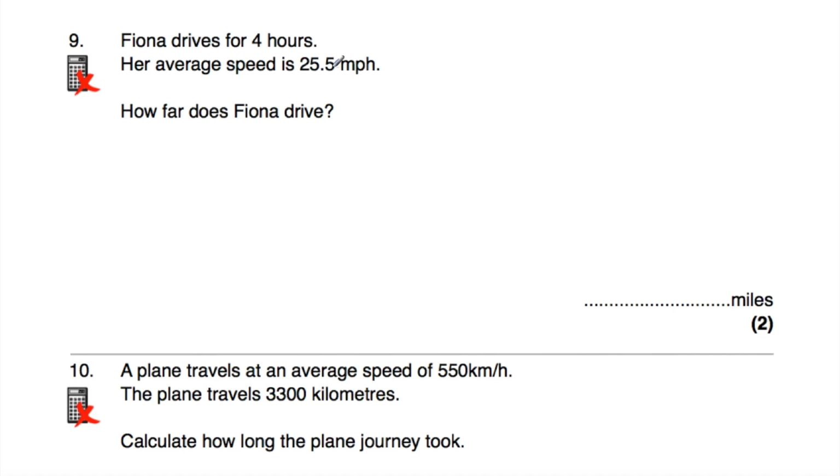So we just need to do 4 lots of 25.5. So we just need to do 25.5 multiplied by 4. And that tells how many miles Fiona drove. So let's double it and double it again, because multiplied by 4 we can just double it and double it again.